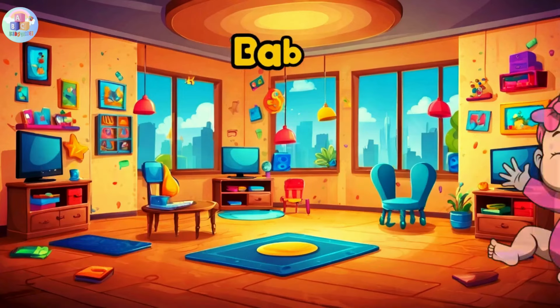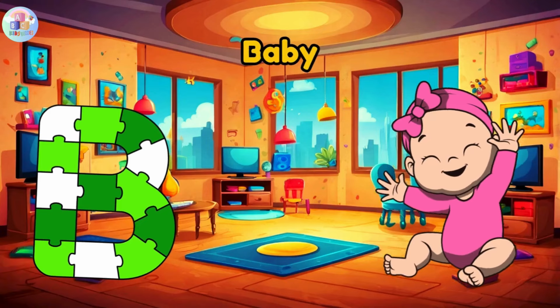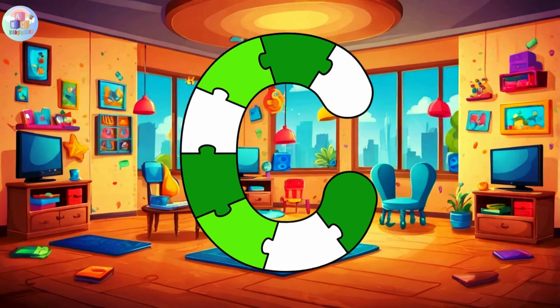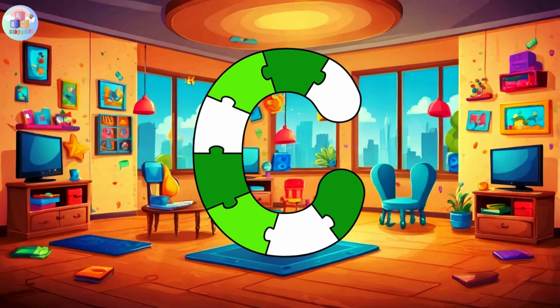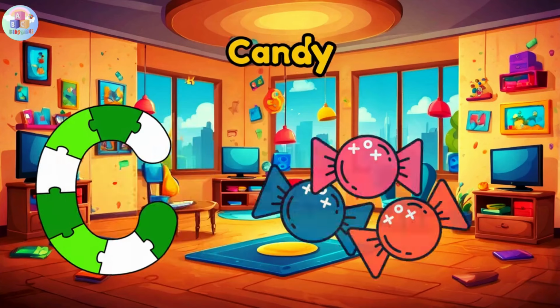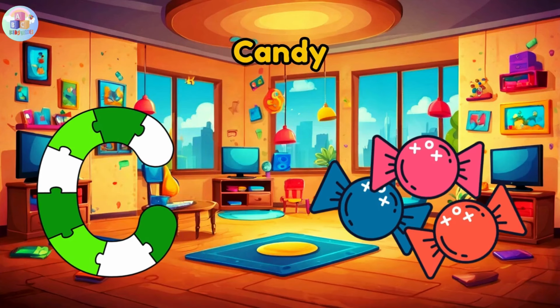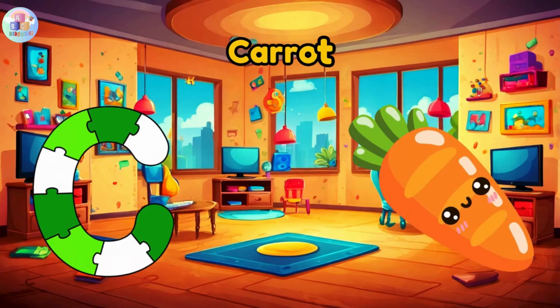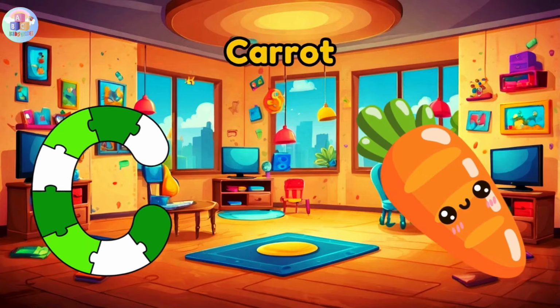Banana. B is for baby. B, B, B. C. This is the letter C. C is for candy. C, C, candy. C is for carrot. C, C, C.